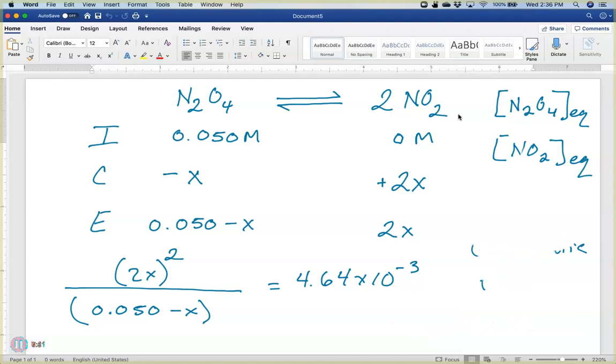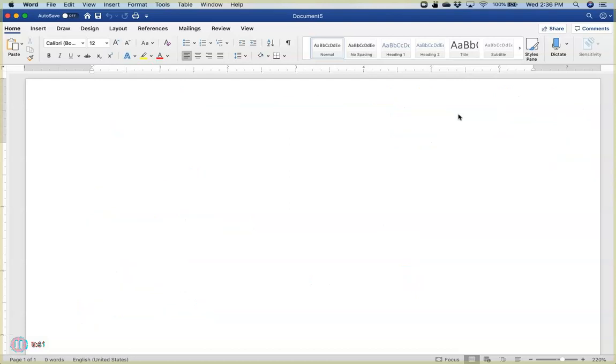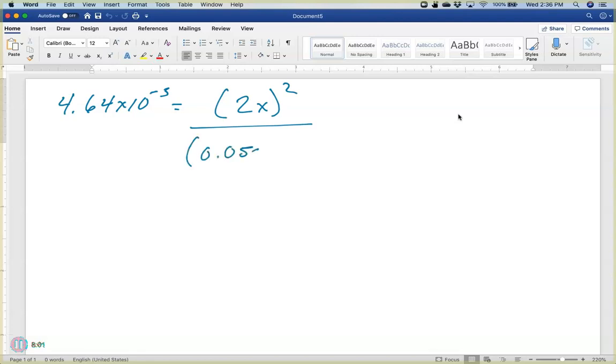So what I'm going to do, because I've run out of space, is wipe the screen again and then just recopy what I have on the bottom, so we can follow the math a little bit better. So we said we had 4.64 times 10 to the negative third, and that equaled 2x squared all over 0.050 minus x. So I start to do some of the easy math first.